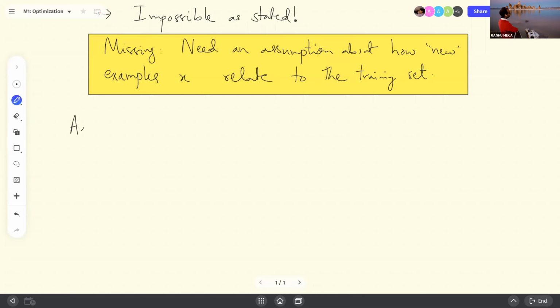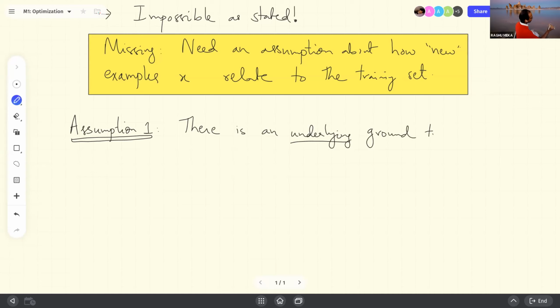So how do we relate these two things? The assumption number one is that there is an underlying ground truth distribution on training and test examples.